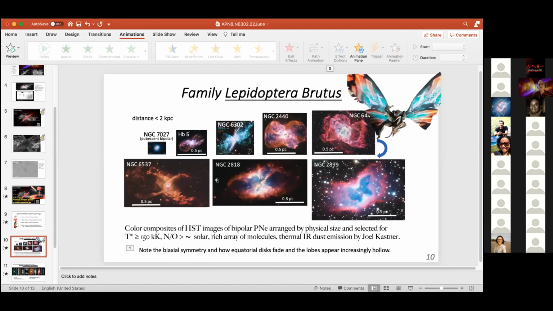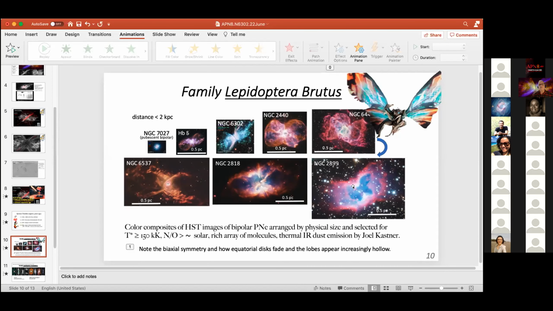Now, I want to emphasize the point that NGC 6302 is a representative of a set of planetary nebulae with really hot and very massive central stars. These guys are all brutes, and so the genus Butterfly Brutus applies to all of them.